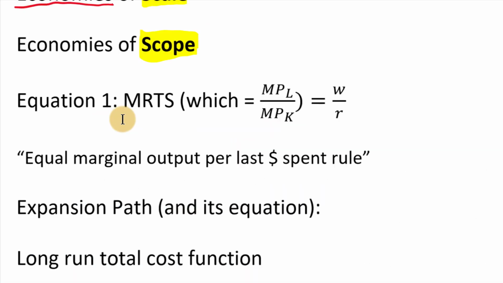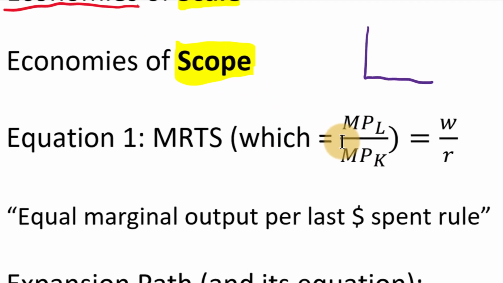Now let's review a couple of things we did last time very briefly. Remember the equation 1 that we were talking about. The marginal rate of technical substitution is the slope of what? An isoquant. So an isoquant is what we're calling an indifference curve now. So the marginal rate of technical substitution is the slope of an isoquant. To find it, you can take the marginal product of labor divided by the marginal product of capital. This is assuming that when we make our graphs, we are putting labor on the x-axis and capital on the y-axis.